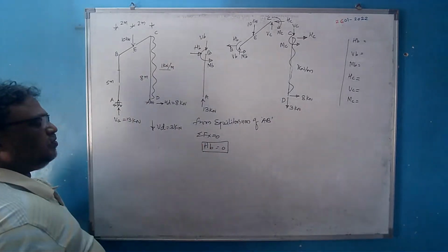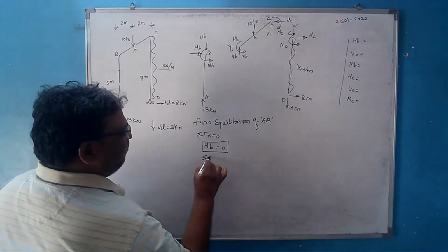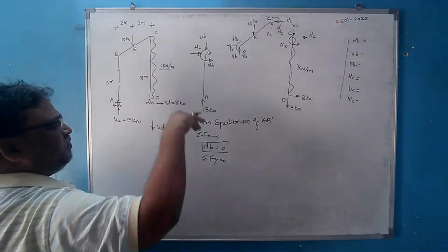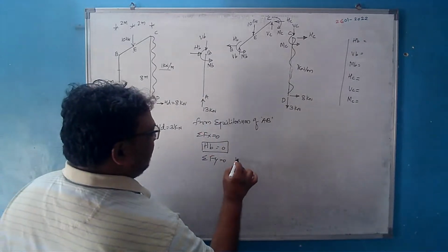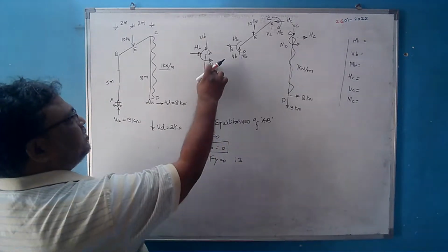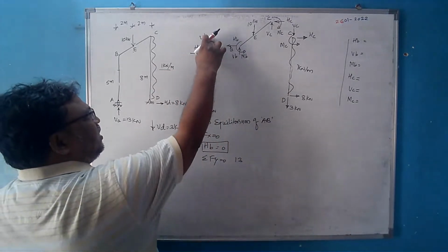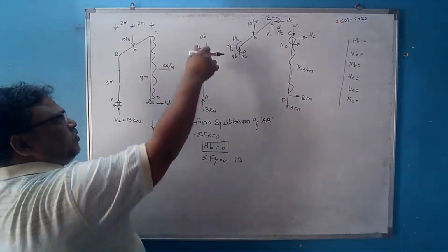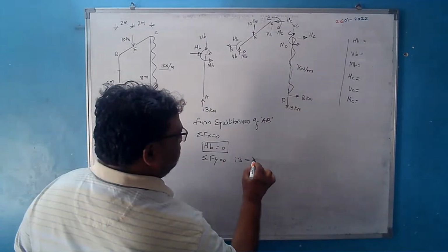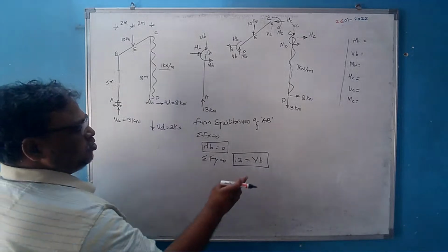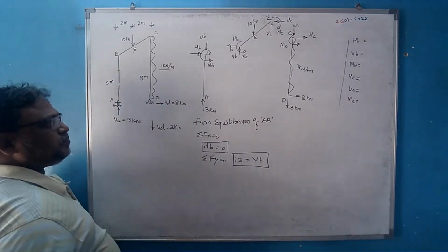Now do sigma Fy is equal to 0. It means that I am equating the upward forces with the downward forces. This 13 is acting up. This is a couple, this is a horizontal force, so these two will not be there in the equation. This VB is acting down. Upward forces I have to equate with the downward forces, so it is equal to VB. So I have got another unknown. This is positive, so this assumed direction is also correct.